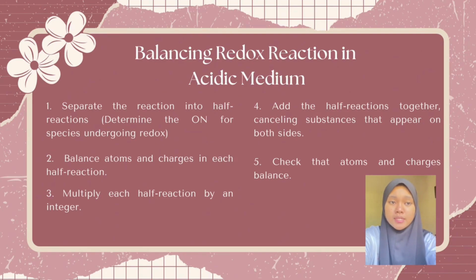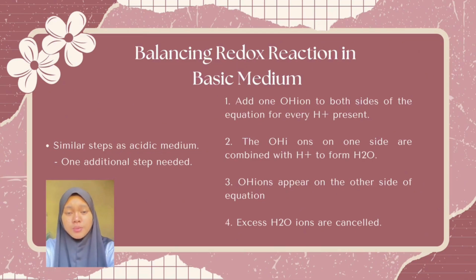Number 2, balance atoms and charges in each half reaction. Number 3, multiply each half reaction by an integer. Number 4, add the half reactions together, cancelling substance that appear on both sides. And the last one, check that atoms and charges balance. Balancing redox reaction in basic medium. This balancing has similar steps as acidic medium, with one additional step needed.